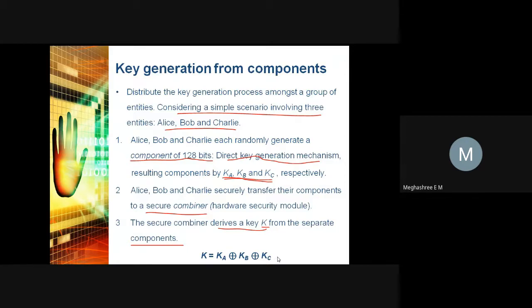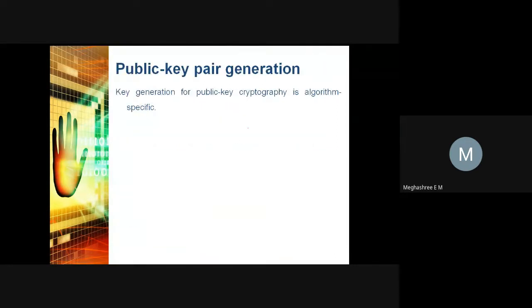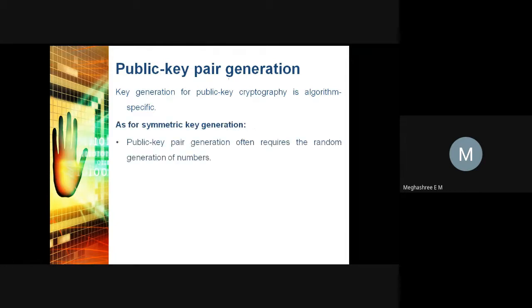So the next method is public key pair generation. This method is specific to only public key cryptography. Here, as with what we studied in symmetric key generation, public key pair generation often requires random generation.